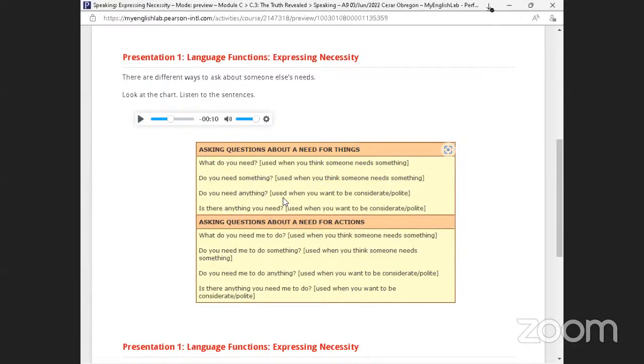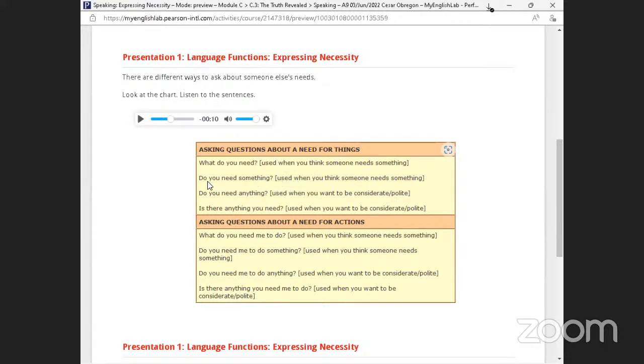And do you need anything? Used when you want to be considerate or polite. Is there anything you need? When you want to be considerate or polite. So we use "anything" to be more considerate or polite.